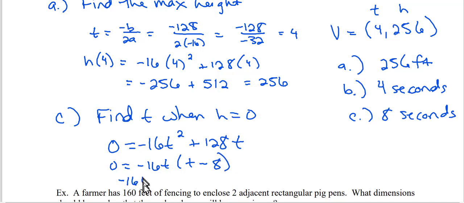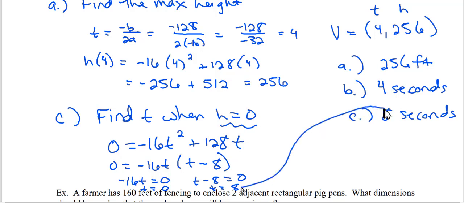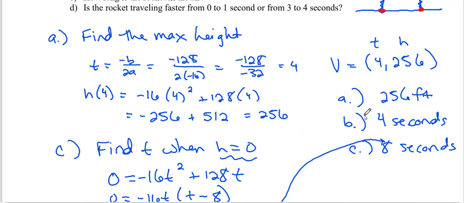Set the factors equal to 0. We're solving a quadratic equation here, right? It happened to factor. This one gives t equals 0. That's where it started on the ground of height 0. And t equals 8 seconds. That gives us this. So just be really super careful. It depends on how this question is worded.